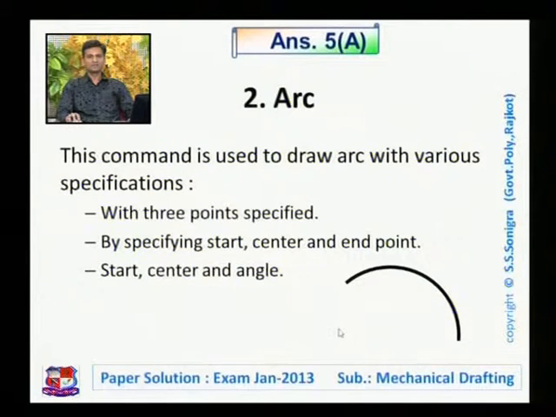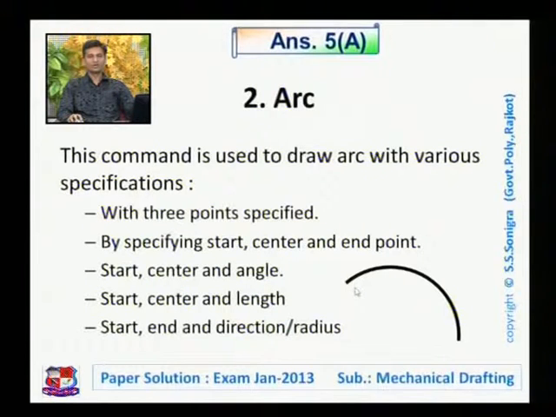This is another specification of an arc: start point, center point and included angle. Means if we draw a line over here, whichever angle is included by this arc, that could be the specification of an arc. Another specification is start point, center and length. Length means the length of this arc. If the length of the arc is known to us, we can use this command.